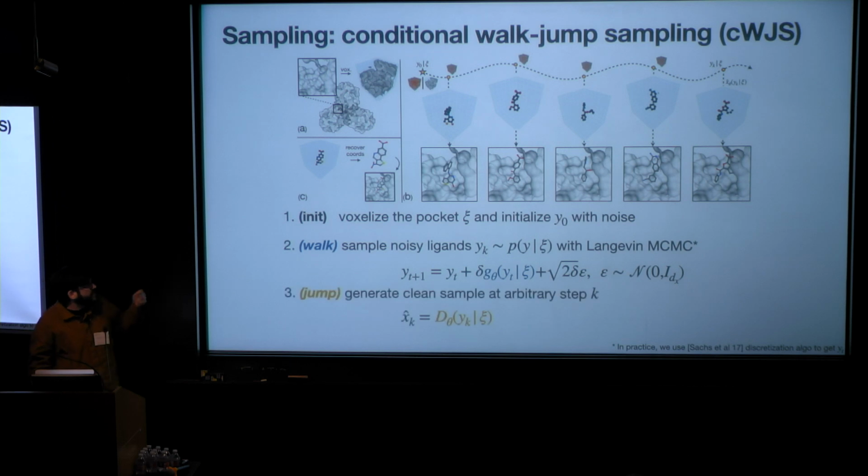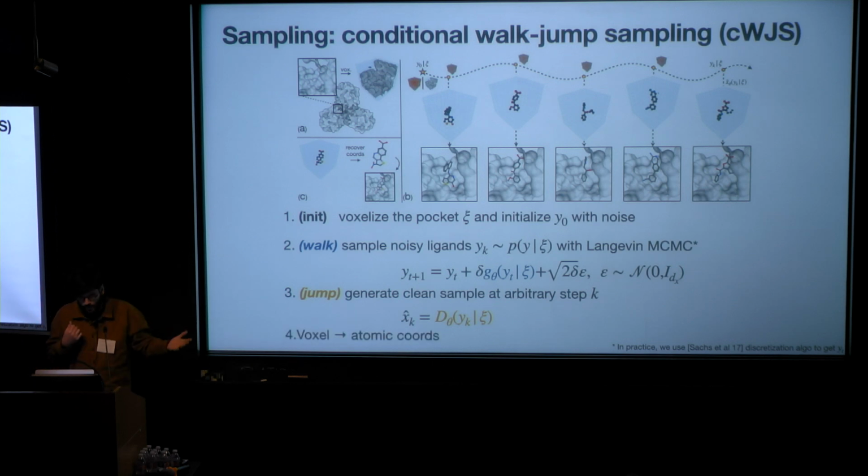And then at arbitrary times, while we're sampling this Y space, we can do this jump step. We can do it any time we want, after 10 walk steps, after 20 walk steps, or after 100 walk steps. It doesn't really matter. At arbitrary time k, we do this jump step, which basically we denoise those smooth objects to get the clean ones.